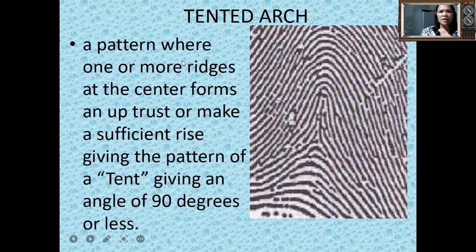Okay, again, this pattern tells that one or more ridges at the center form an upthrust. This is what we call the upthrust. Okay, so to make a sufficient rise, giving the pattern of a tent. So again, the very simple statement that you could probably remember about the tented arc is that it looks like a tent, just like the plain arc looks like an arc. So this is the distinction between the tented arc and the plain arc.